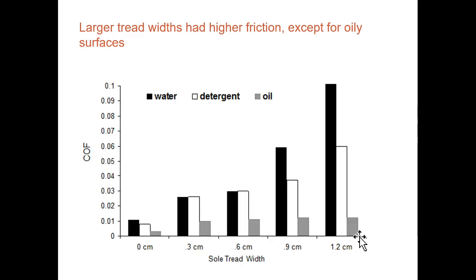So if I flip this around, and try not to get distracted by the different colors, and move it so that shoe tread width is down here, and I've put water, detergent, and oil in the legend, now what my eye is really drawn towards is this big increase. I look and I'm like, okay, 1.2, that seems really good. And then as a secondary story, I'm kind of like, okay, it doesn't make any difference on oil.